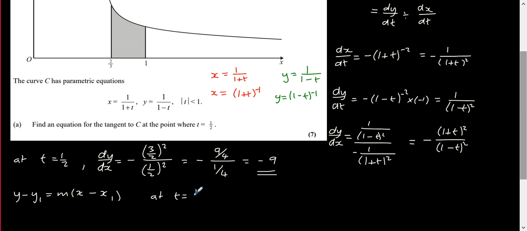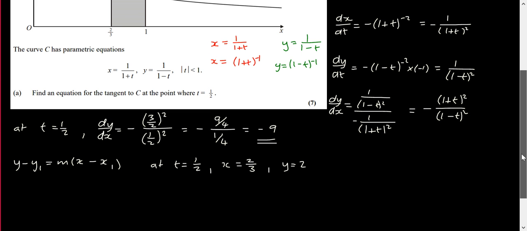At t equals a half, we can work out what x equals by substituting into this equation, 1 over 1 plus t. So where t is a half, 1 plus t is 3 over 2. 1 over 3 over 2 is 2/3. And y is given when we substitute t into the second equation here. So we get y by doing 1 minus a half, which is a half. 1 divided by a half is 2.